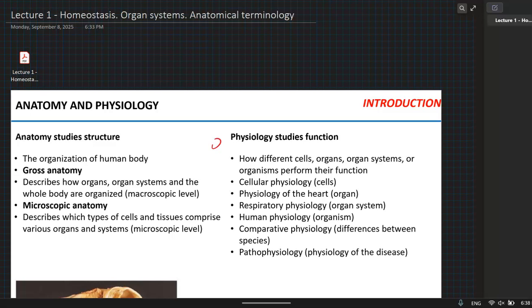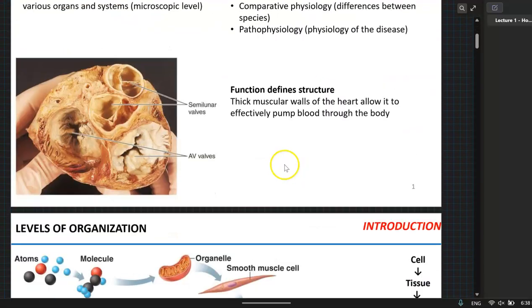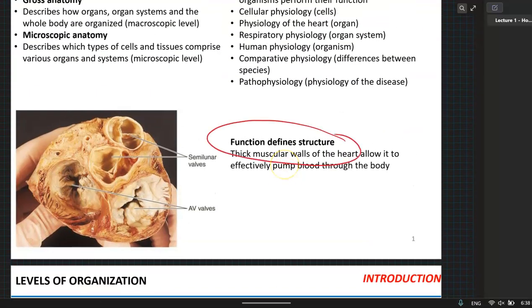All right, folks, so let's start with the introduction to this. It's your first anatomy and physiology experience. Basically, anatomy is the study of structure, physiology is the study of function. I want you to remember that function defines the structure. Maybe not the best way to say this, but think of the function and the structure as being connected, and you cannot separate. Okay.